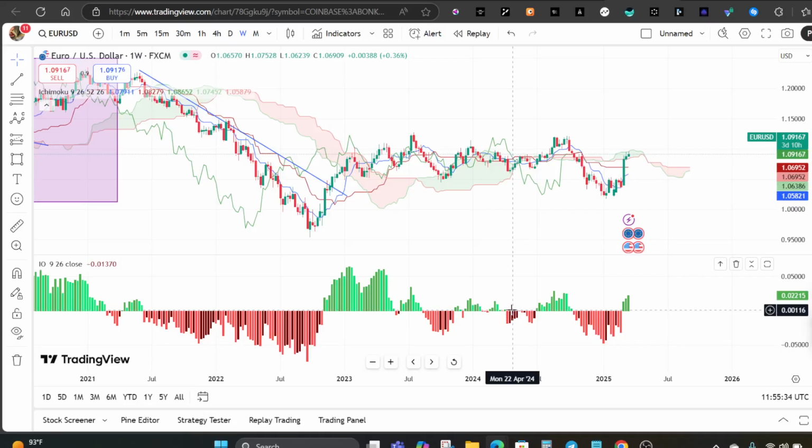So that is a complete breakdown of the Ichimoku Oscillator. It's a powerful yet simplified way to analyze trends, momentum, and reversals. So whether you are a beginner or an experienced trader, this tool can help you navigate the markets more effectively.